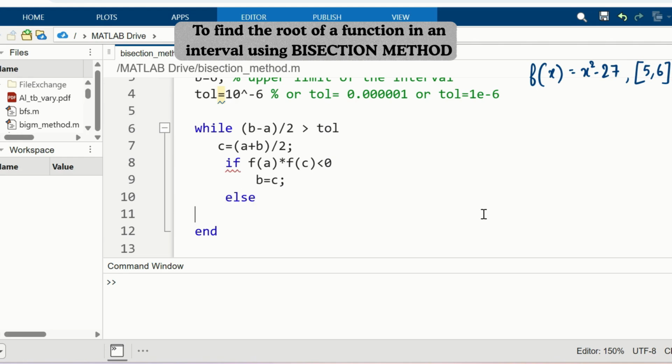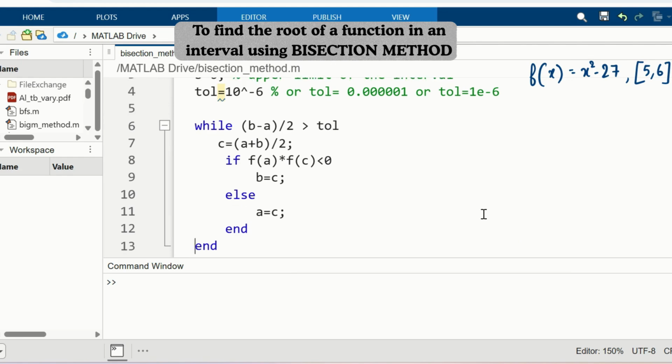If f of a into f of c is not less than 0, that means the interval is not a and c, the interval is c and b, because the product would not be negative for a and c. So if the interval is c and b, we don't need the a value, so we'll rename a as c. This is the main point here: we check whether f of a into f of c is less than 0 or greater than 0. The else statement has the condition that it is greater than 0. Whenever you begin with an if statement, you have to end it also, so we'll write the end statement here as well.